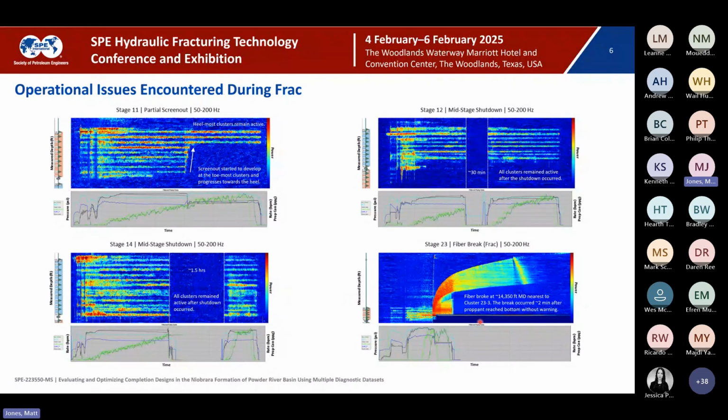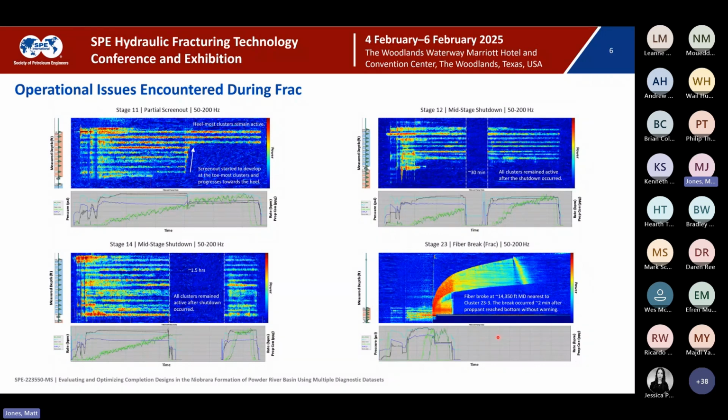Unfortunately, we did break the fiber optic cable during the treatment of stage 23. The conditions of the break were highly unusual. Usually when you execute a fiber optic project, if the cable is going to break, you usually get some kind of indication that something is wrong in either the DAS or the DTS, distributed temperature sensing data. When the cable broke, in this case, it occurred only 2 minutes after we got proppant on bottom. And I think at the time we only had about 8,000 pounds placed. So highly unusual as to why it broke.